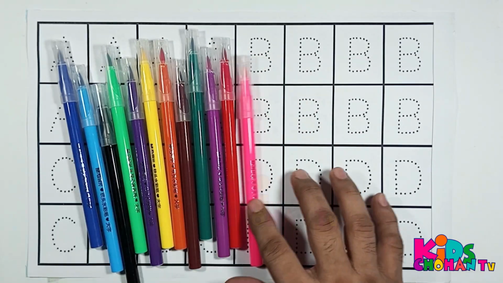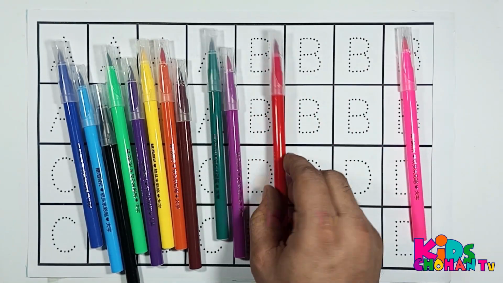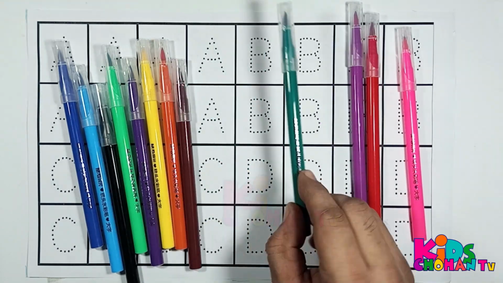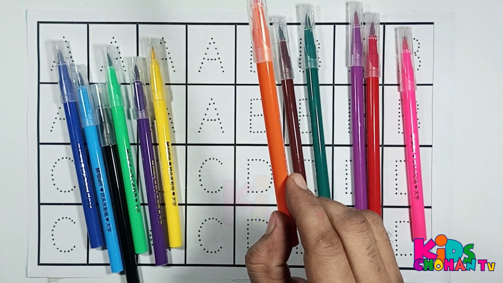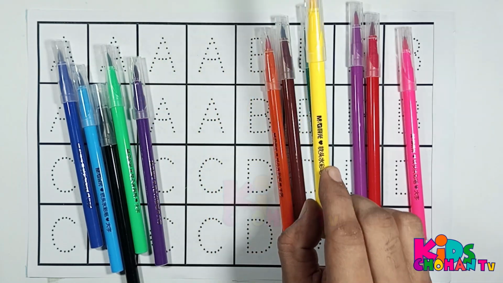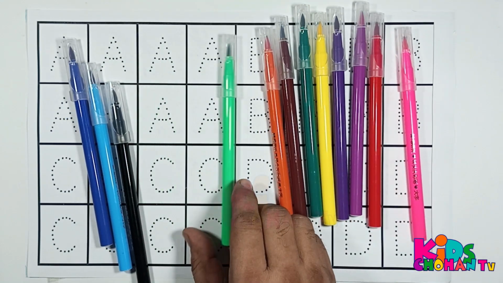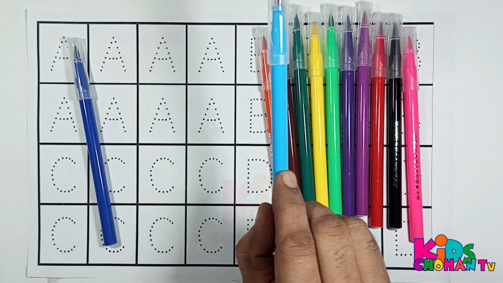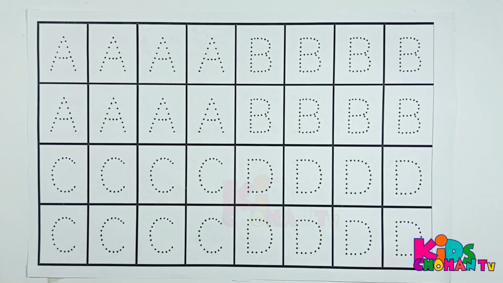Multicolors: pink color, red color, purple color, green color, brown color, orange color, yellow color, violet color, light green color, black color, ice blue color and blue color. Let's start.